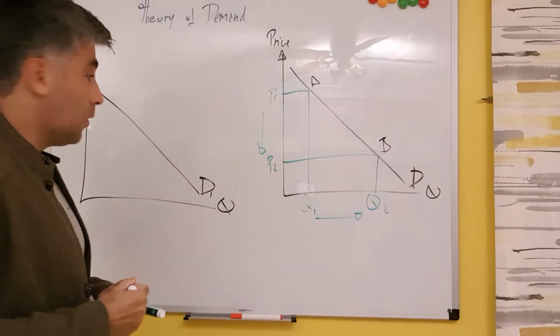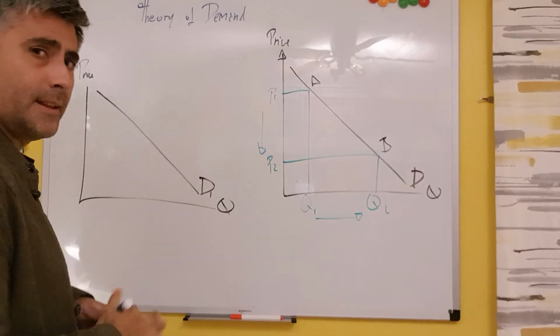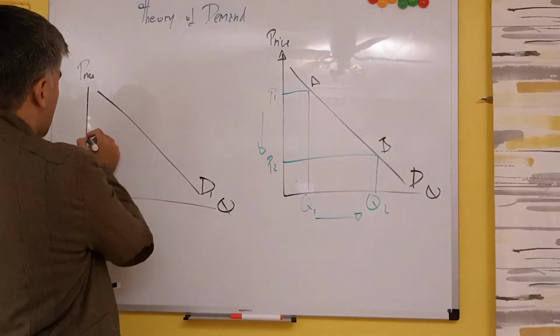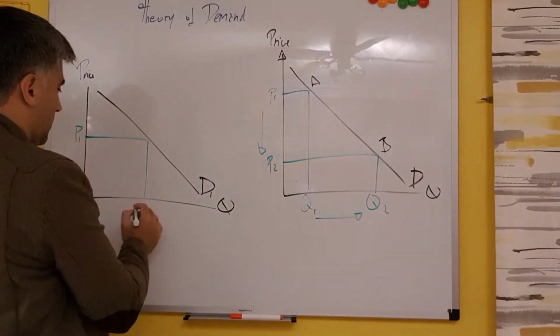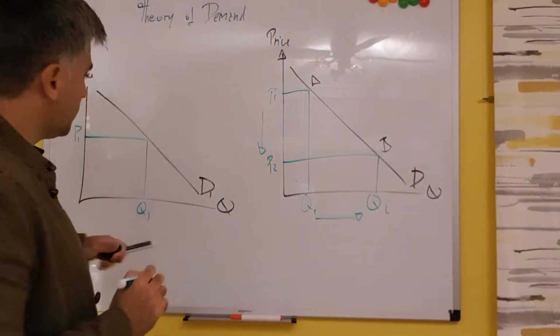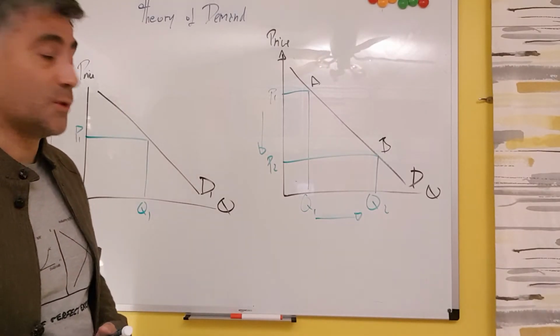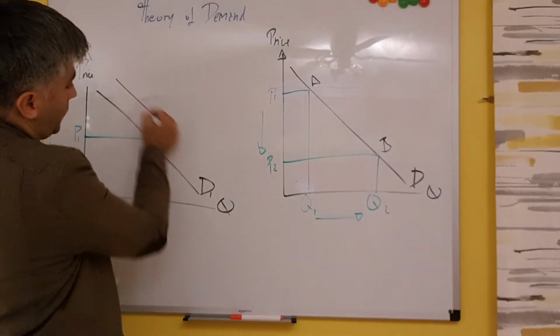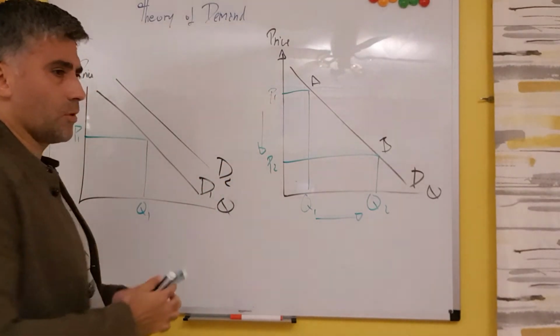So that's our original demand curve. It's our price and quantity. At this price, we buy this quantity, price 1, Q1. But guess what? They had a really good marketing campaign. So suddenly the demand curve shifts outwards, and there's more demand for the product.